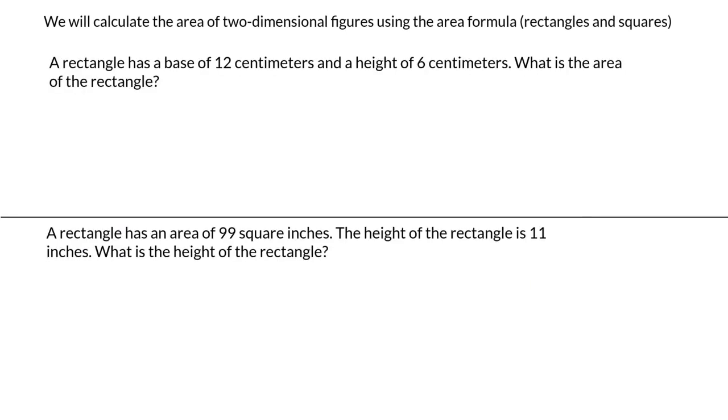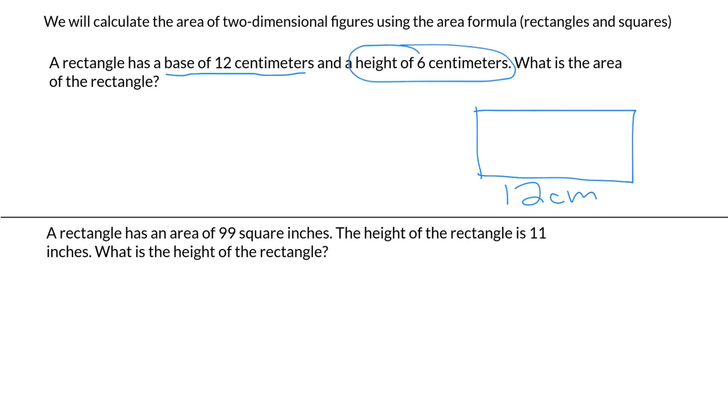Okay, now we're going to apply that area formula to some more word problems. Not necessarily word problems, but applying it in a different way. I'm going to start out by reading this first one on the top. A rectangle has a base of 12 centimeters and a height of 6 centimeters. What is the area of the rectangle? There's 2 ways you could approach this problem. I think the way that I'm going to start is by drawing a really fast sketch of my rectangle, and then I'm going to pull out the information from the problem. The base is 12 centimeters, and it has a height of 6 centimeters. Just going to label that on my rectangle real quick.